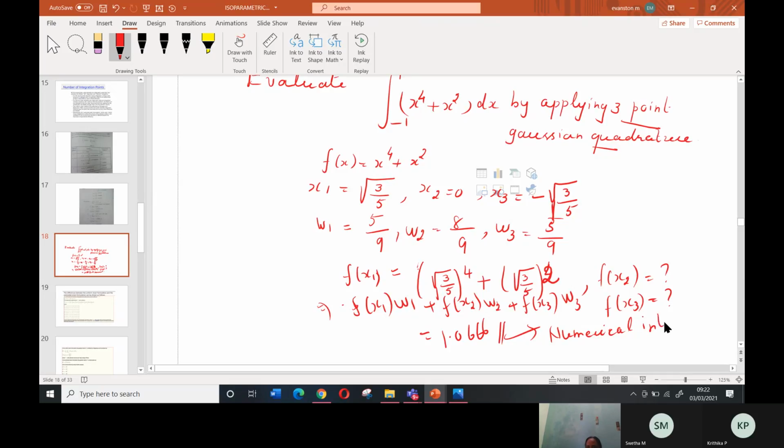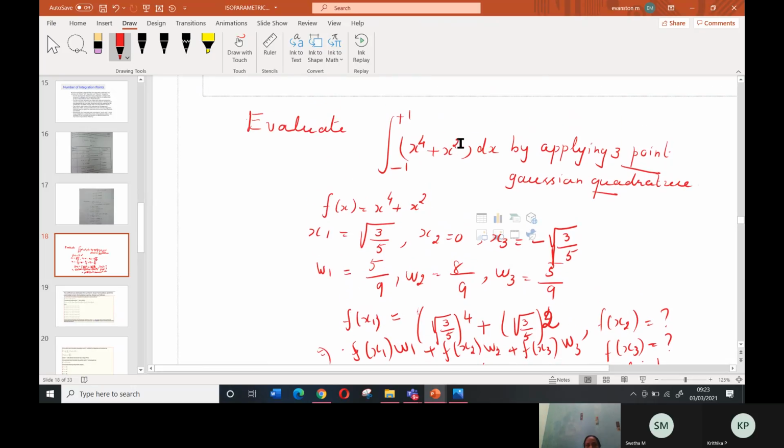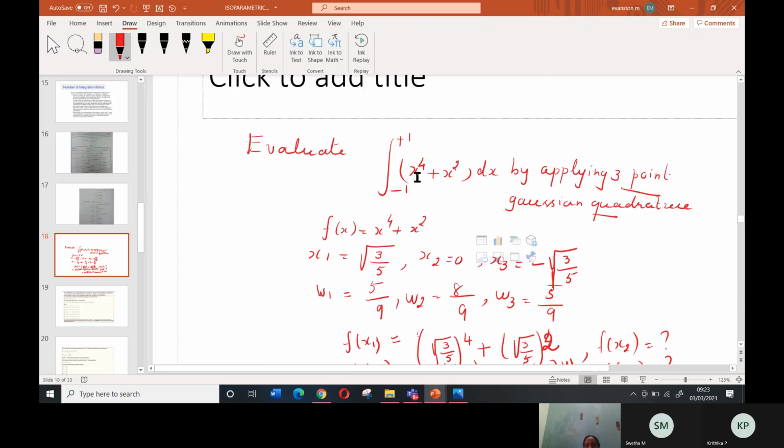The same thing you can find with the help of actual integration. Can you do it? How will you do it for actual integration? When you integrate this, you will get x power 5 by 5 and x cube by 3. When you substitute the limits minus 1 and 1, you will be getting the value from actual integration also.